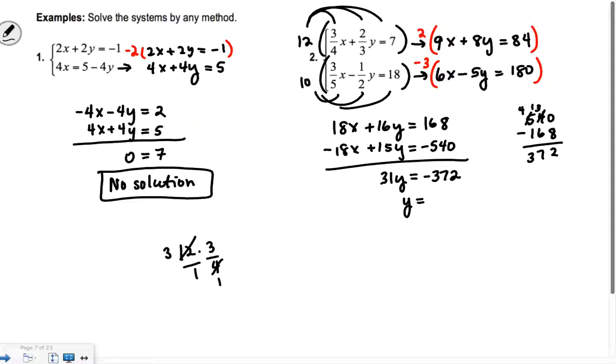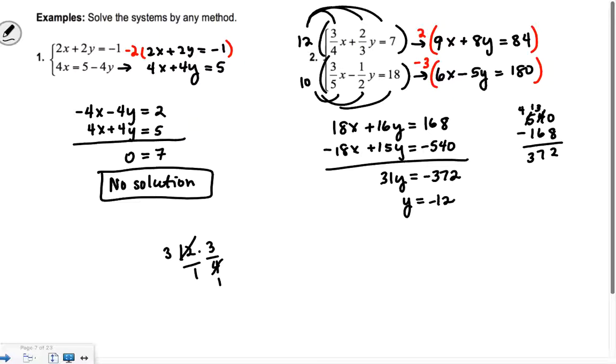And then when we divide by 31, all right, help me out here. What is it? Is it 12? I think it's 12. Negative 12. All right. So we have y equals negative 12, and then we go back to any equation.